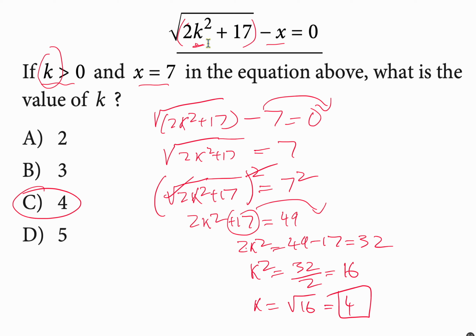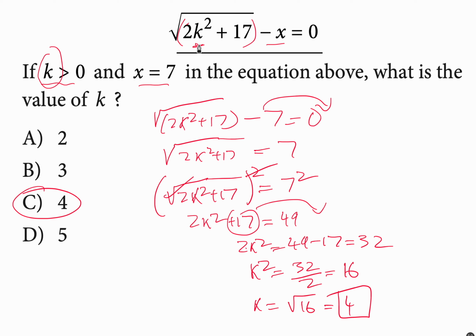So first, when you look at the problem, you see two variables, right? But then for one of the variables, they give you the value, which is x equals 7. Once you have that, you replace it in here, and then now you're down to one variable. So it's an equation with one variable, and you just rearrange the equation to solve for k. That's it. That's how you solve these kinds of questions.